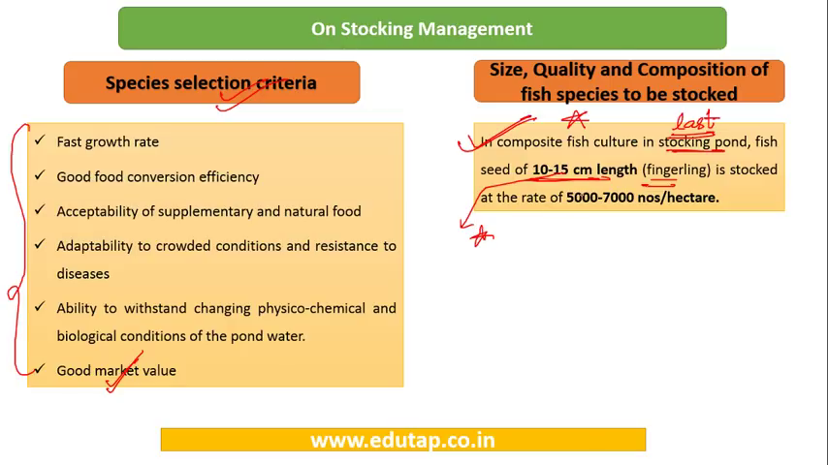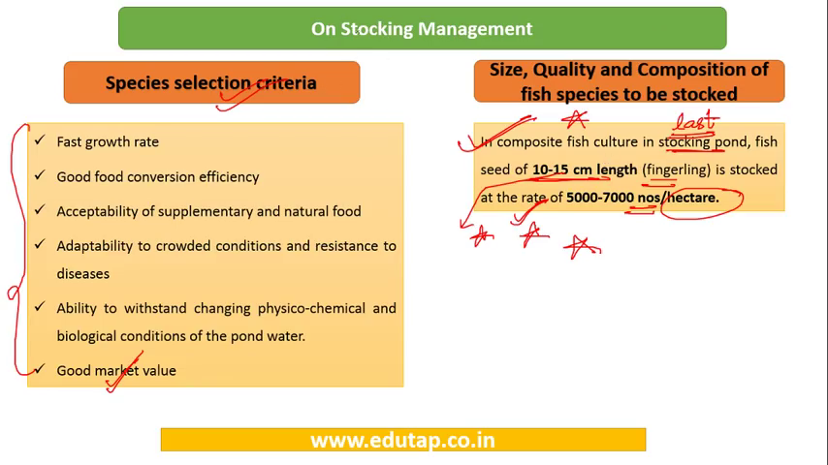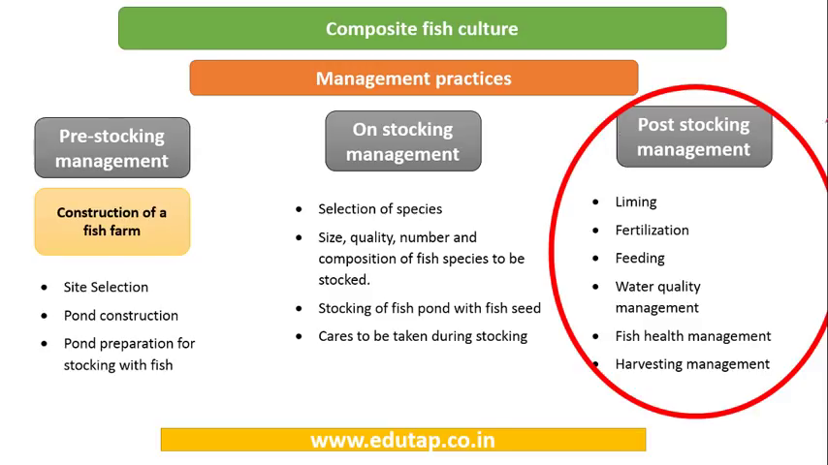And when you talk about the stocking rate, that is again important. Because you cannot stock it with so many numbers, because again it is going to bring about a competition among them, right? So nearly 5,000 to 7,000 in number per hectare. So kindly have this rough idea in mind. It is going to help us out. So we are not going to go much detail into the on stocking management, just very general information plus these 2 important data points. Keep these in mind. Now we have come to the post stocking management.